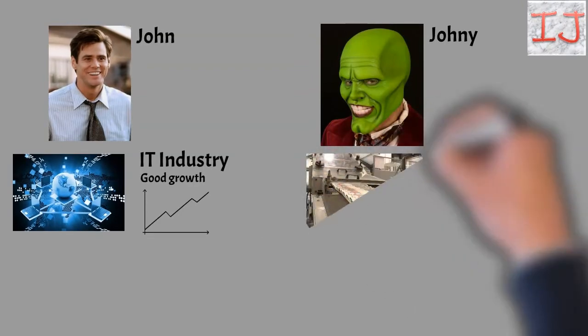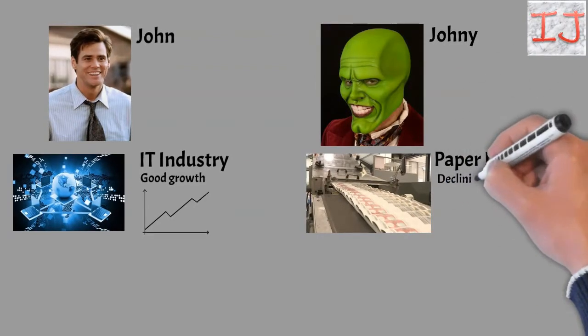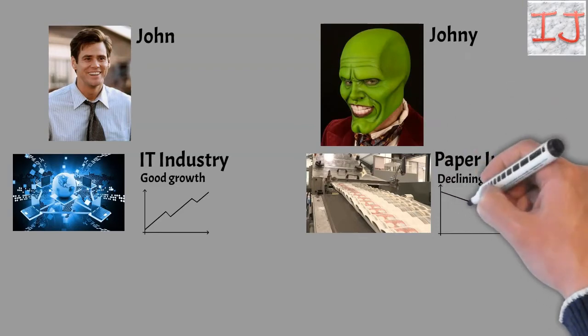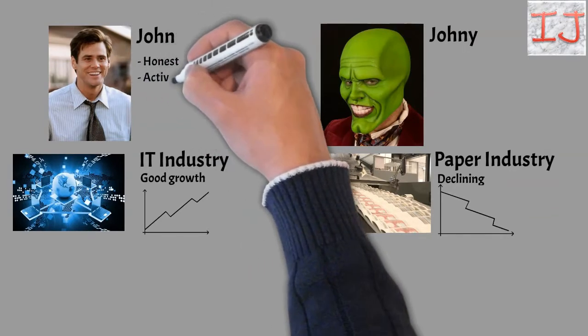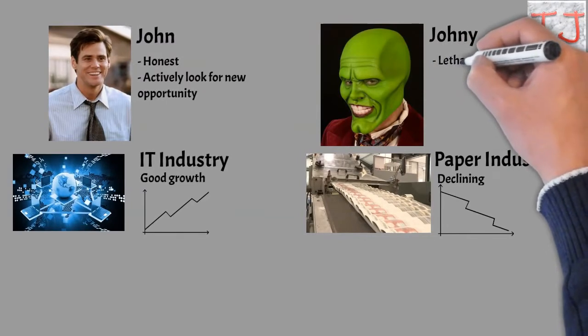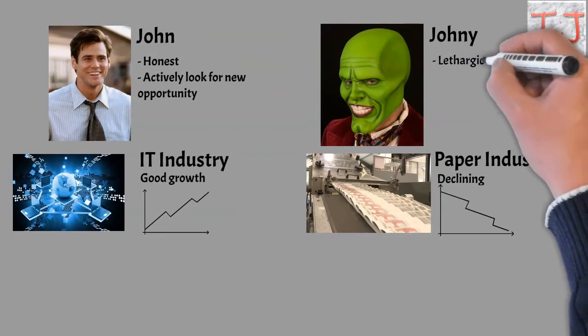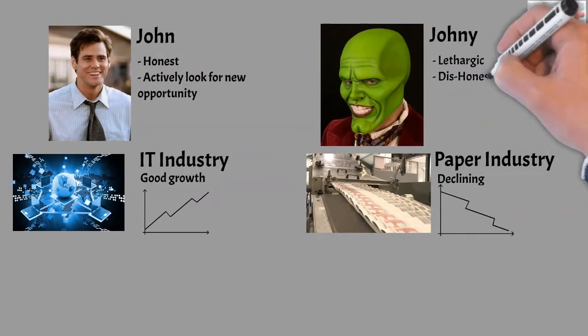Whereas Johnny's business is in the newspaper industry. His company size is big, but it has been showing degrowth for the last few years, and this degrowth is expected to continue. However, this year both earned equal profit, but John's company profit is increasing while Johnny's company profit is declining. Further, John is dynamic and always looks for new business opportunities, whereas Johnny is lethargic and not very enthusiastic to capture new business opportunities. Over and above that, Johnny is dishonest and has some allegations of fraud in the past.